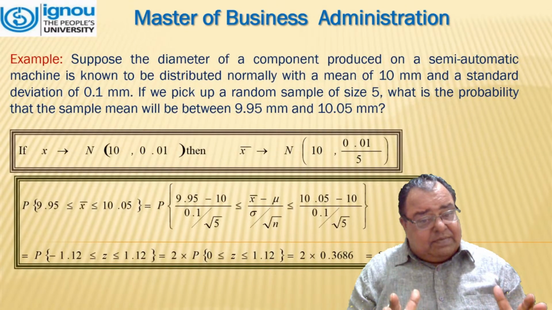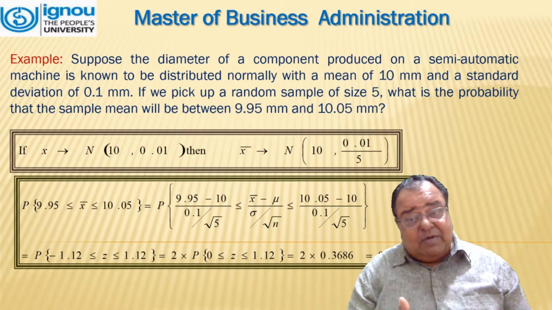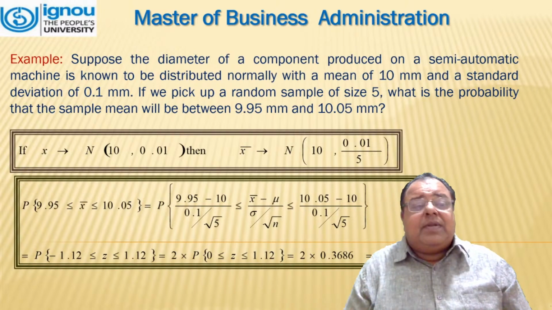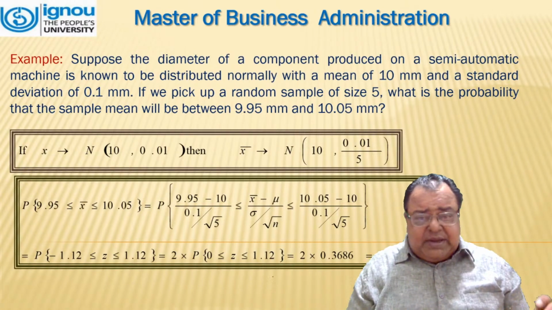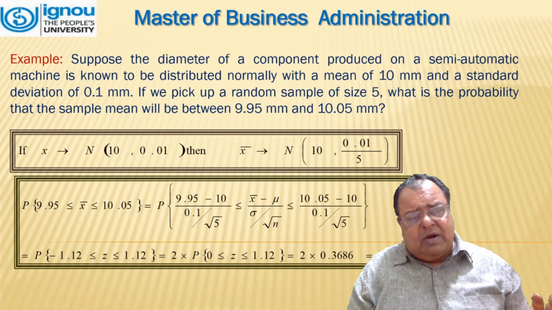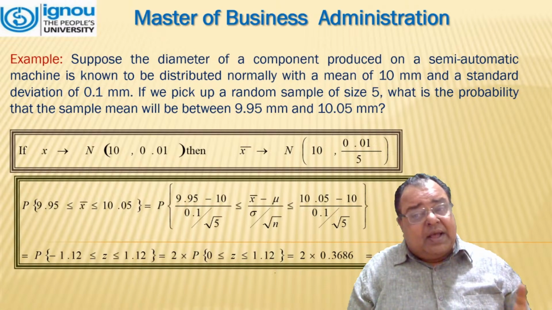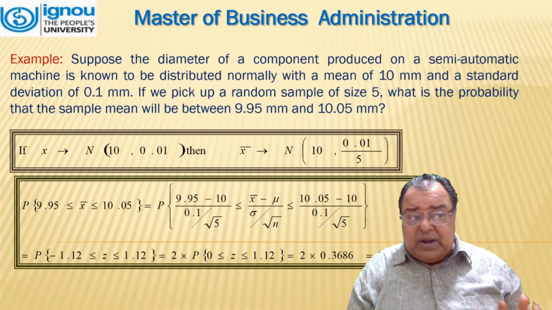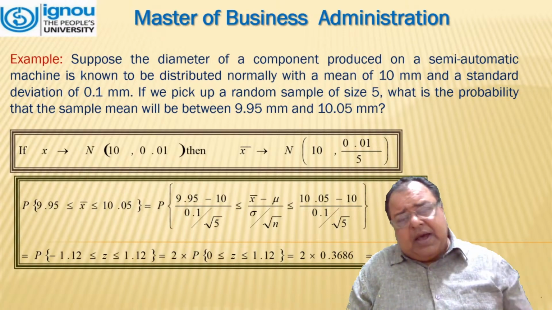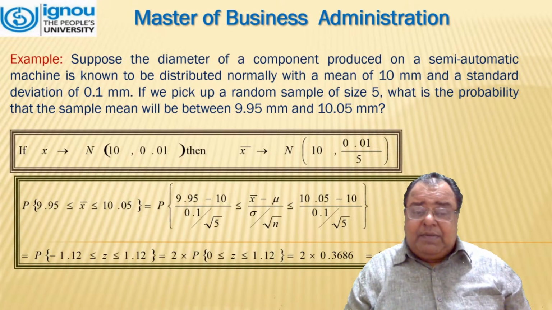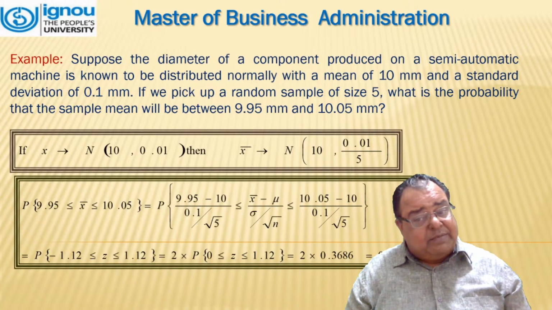Now we take up an example of what we have discussed till now. Now we will be converting that theory into a practical example. Suppose the diameter of a component produced on a semi-automatic machine is known to be distributed normally with a mean of 10 mm and a standard deviation of 0.1 mm. If we pick up a random sample of size 5, then what is the probability that the sample mean will be between 9.95 and 10.05?